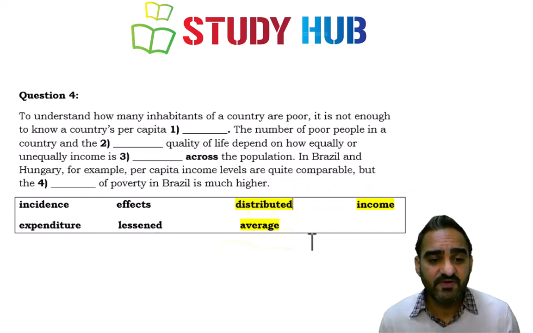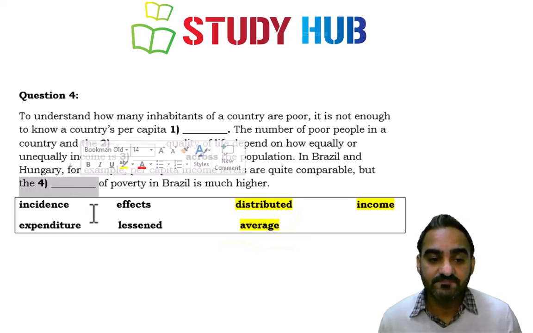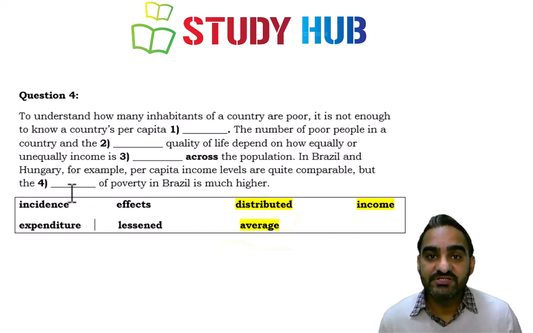In Brazil and Hungary, for example, per capita income levels are quite comparable, but the dash of poverty in Brazil is much higher. The dash of poverty. So we are looking at the noun phrase logic here. A noun is needed. Now in this case we don't need an adjective because after the blank we have got of. If after the blank you've got a noun, like here we've got a noun, quality, then we will go for an adjective. But in this case we don't have a noun there, so we need a noun. An adjective may be there, may not be there.